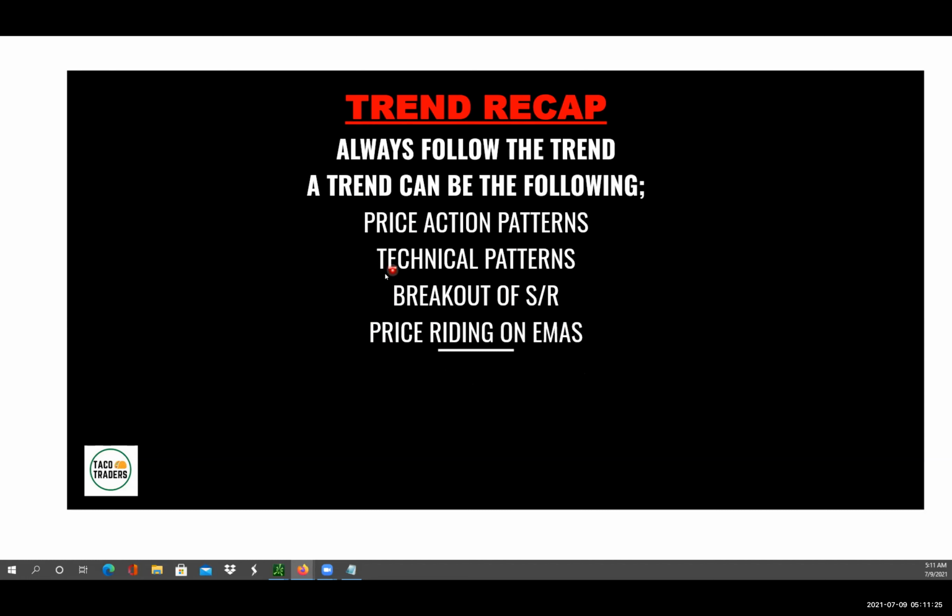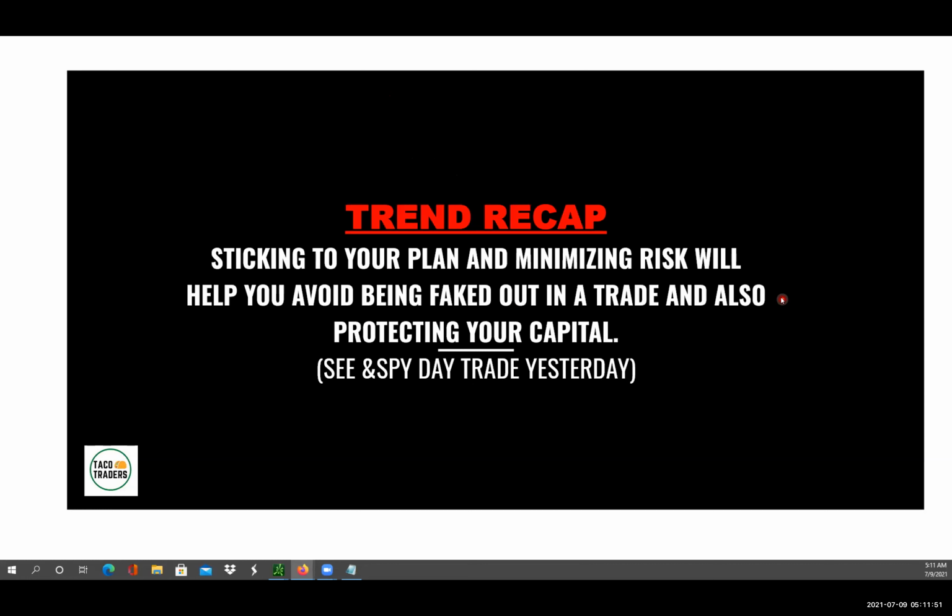And you just have to follow the trend. Follow the pattern. If there's a pattern that breaks out, make sure you pay attention to the pattern and always look at volume. Pay attention to your volume. Make sure that your candle has volume to coordinate with your pattern. And stick to your plan. Minimize risk. It's going to help you to avoid being faked out in a trade and also protect your capital.